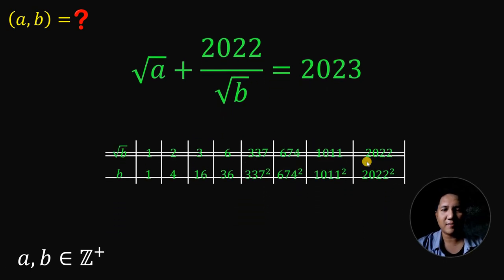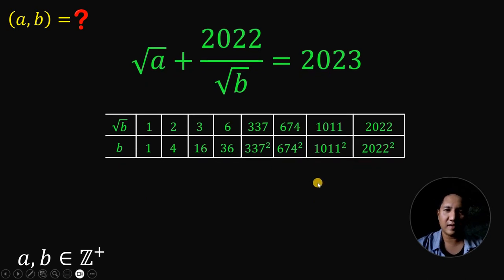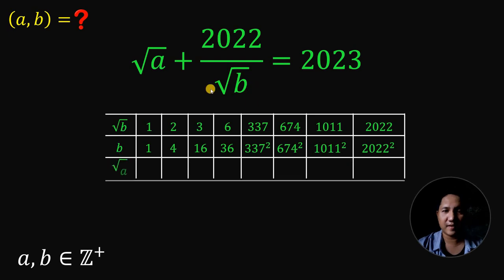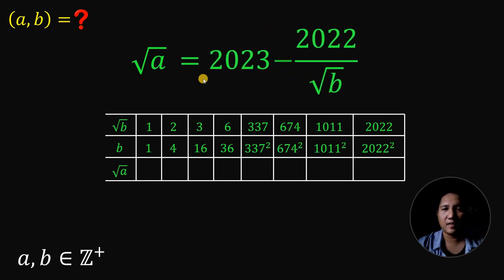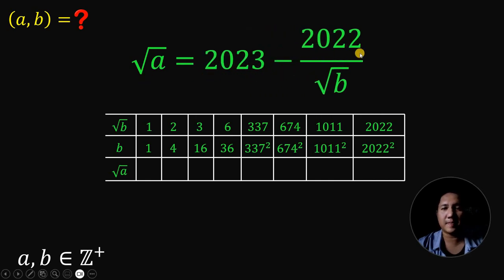Now, how about the value of a? First, we need to get the value of square root of a. Given this equation, to get square root of a, we subtract 2022 over square root of b on both sides. This gives us square root of a equals 2023 minus 2022 over square root of b. If square root of b is 1, then square root of a must be 2023 minus 2022, which is just 1.